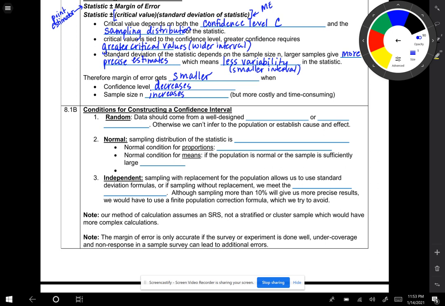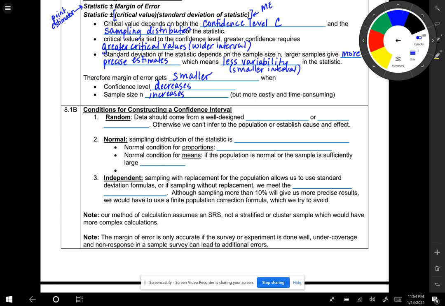Hello, AP Stat students. Today we are going to do 8.1b notes. Previously, we learned what a point estimate was, and in this particular unit, we're more concerned that the point estimate is the sample proportion. It is p hat. But in the previous section, we also learned how to interpret confidence intervals and confidence levels.